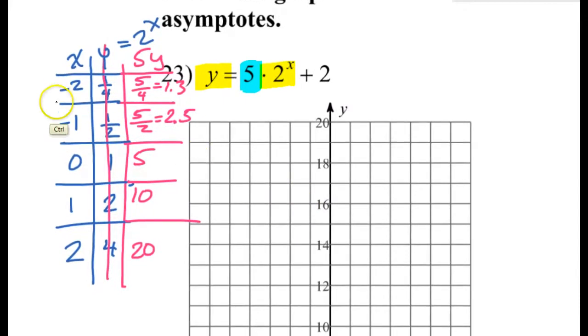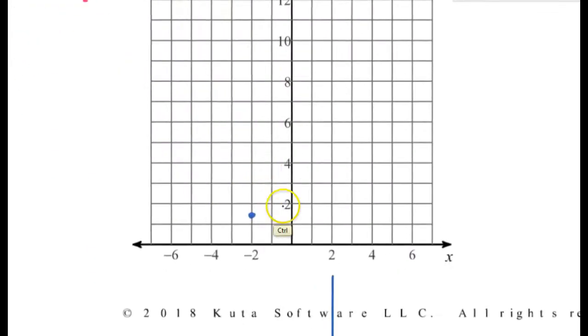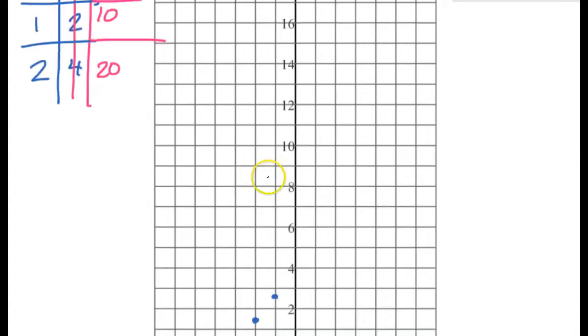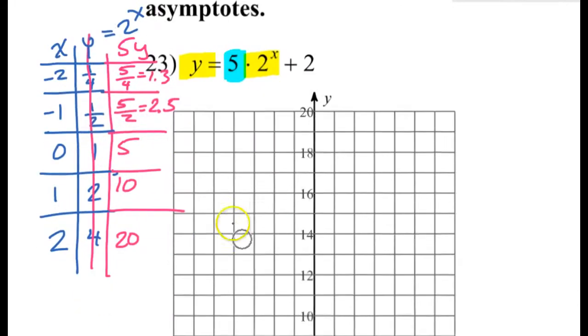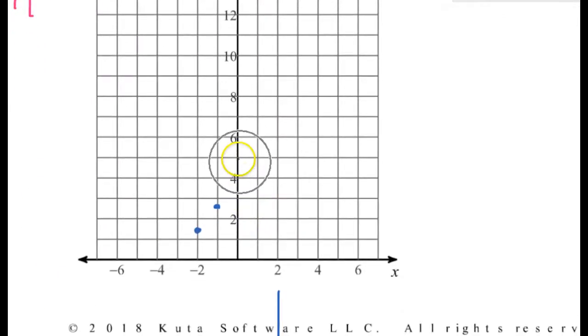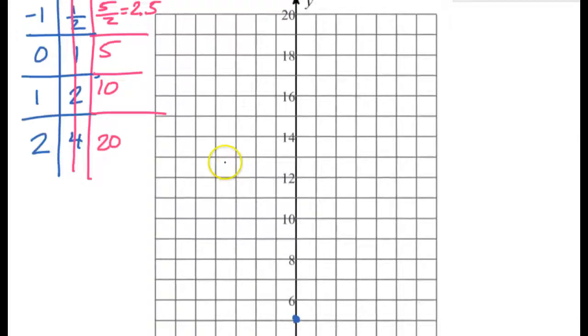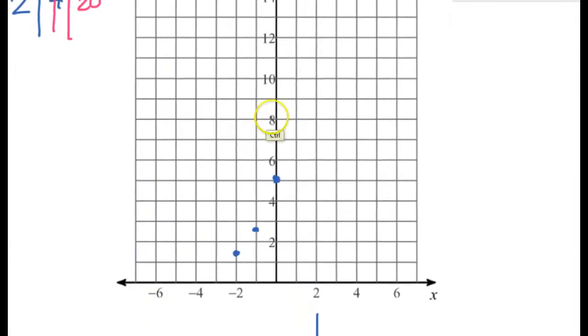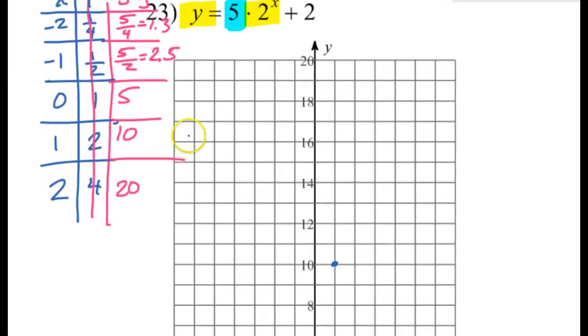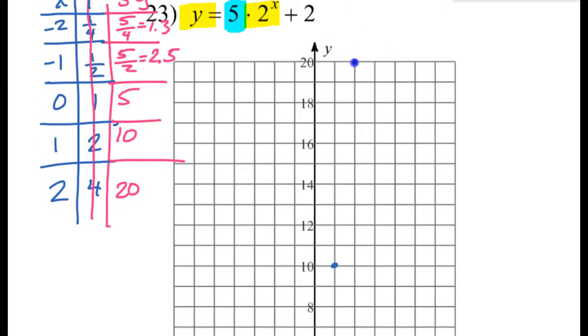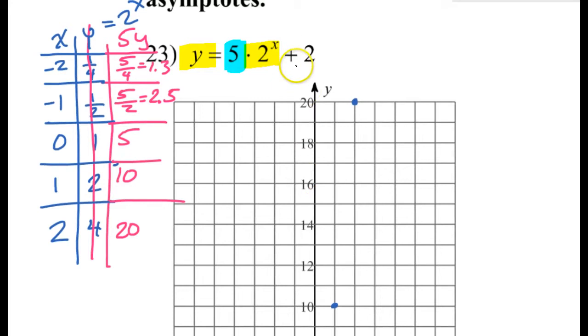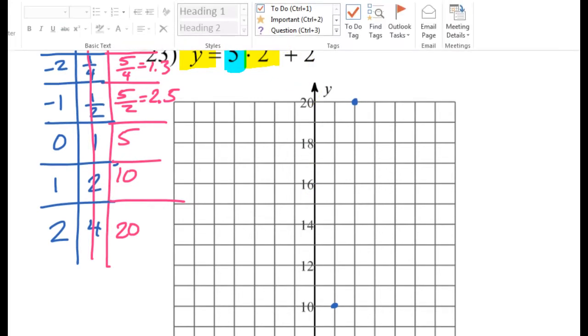Let's see, -1, 2.5. It's right there. 0, 5 is right here. 1, 10 is right there. And 2, 20 is right there. So we've done everything except for the +2 on the end. So that's what I'm going to do now.